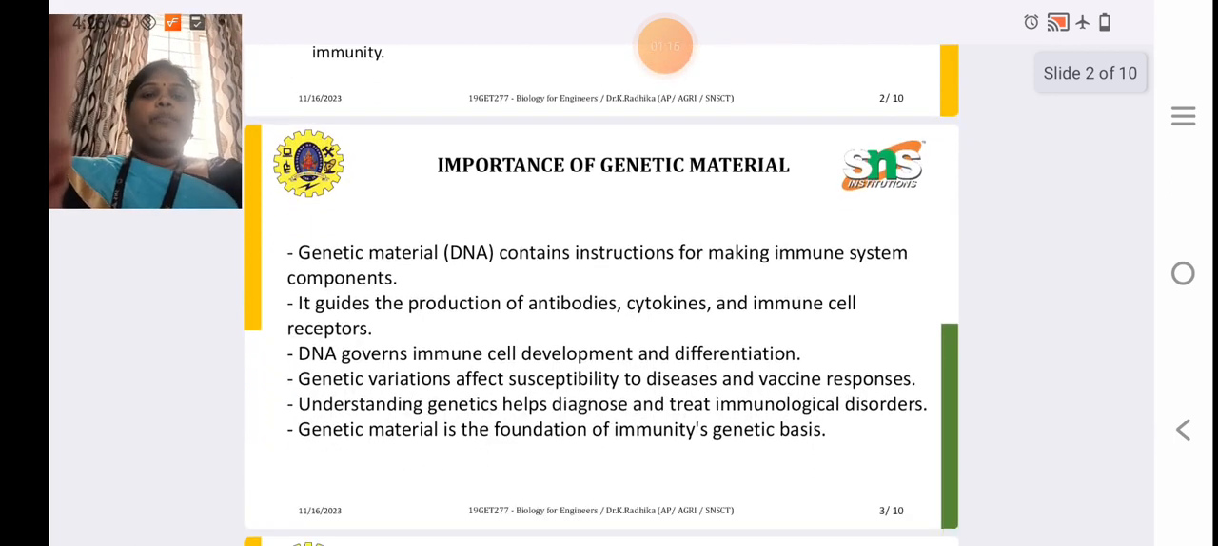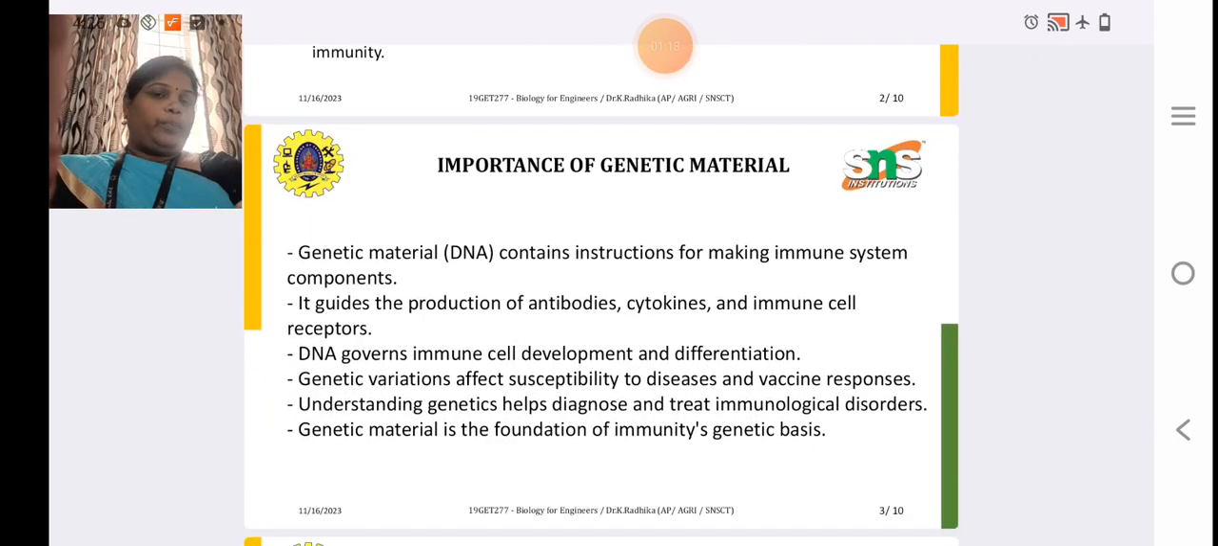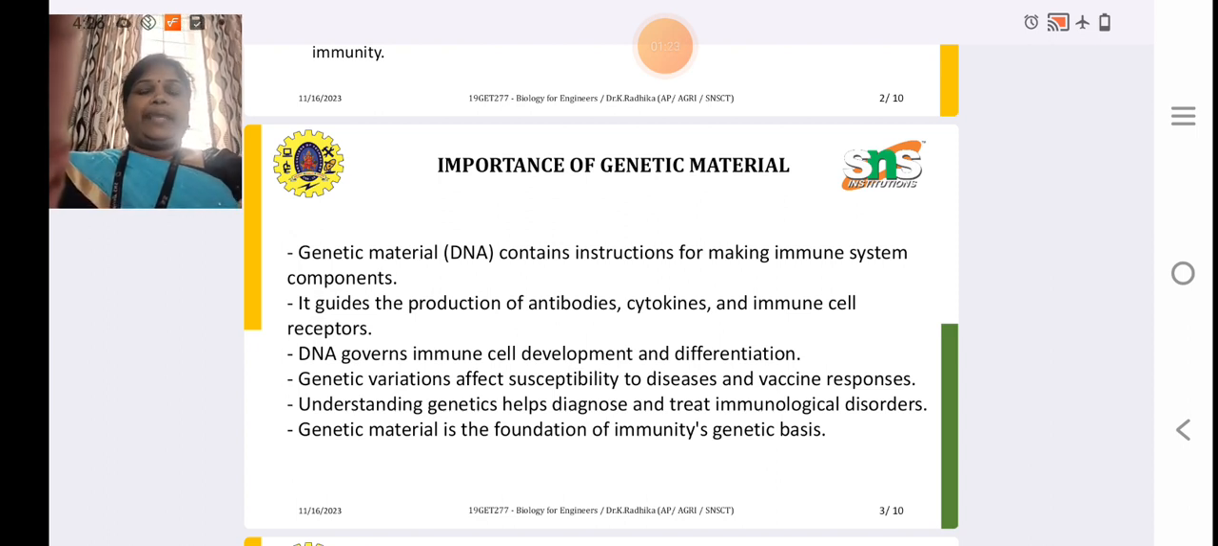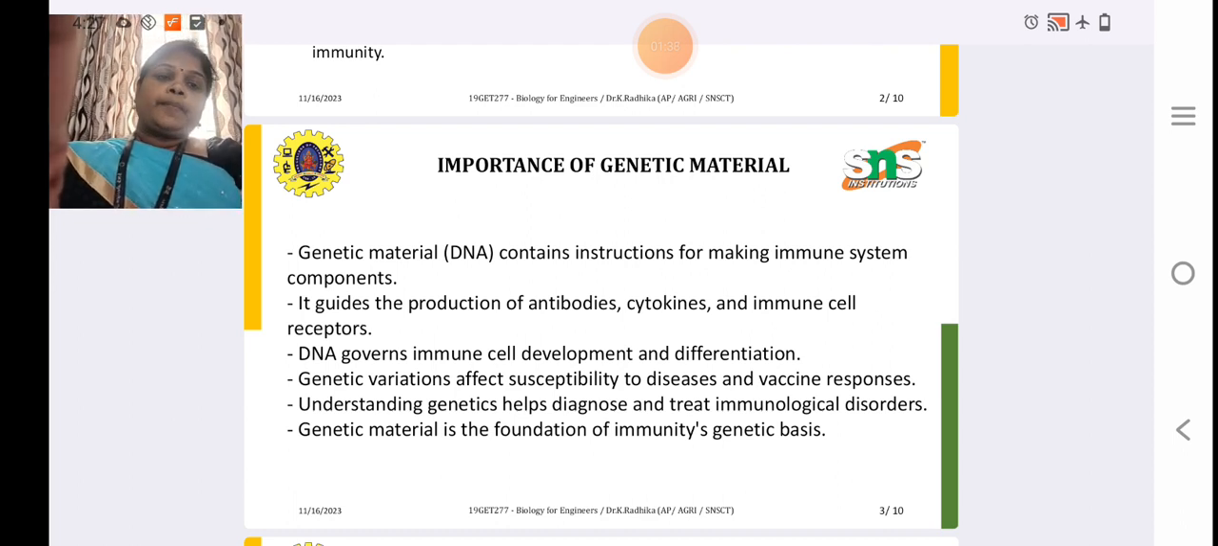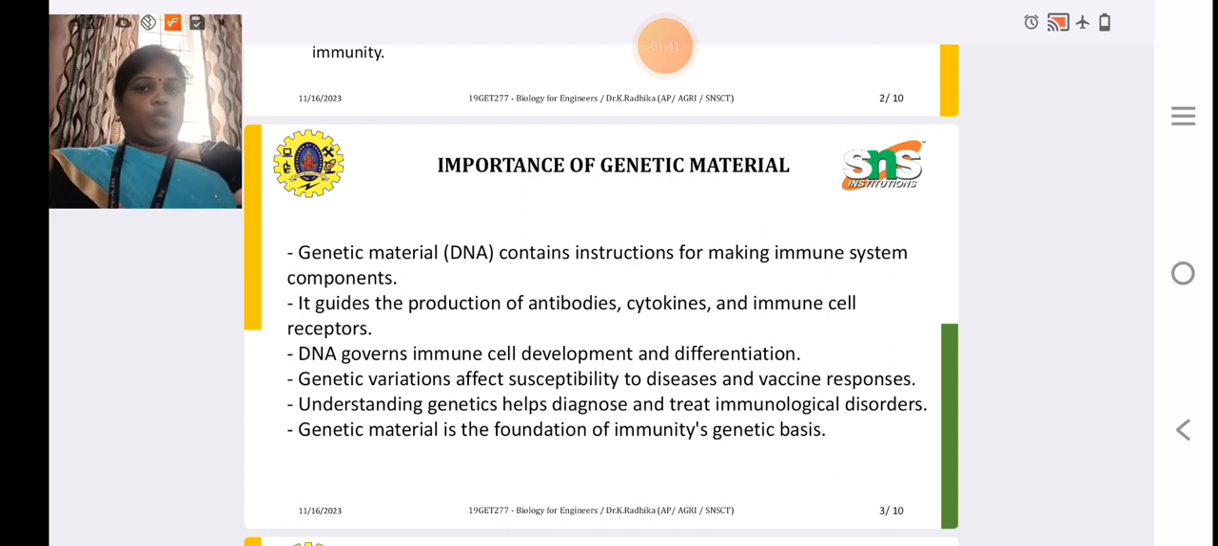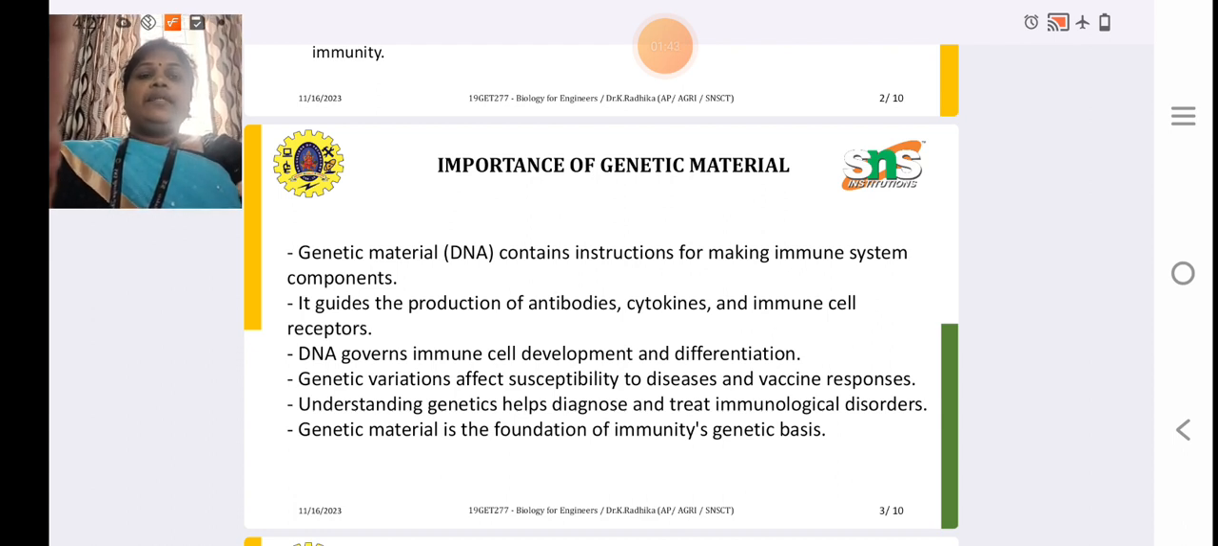So, let's see the importance of genetic material. Genetic material, for example DNA, contains instructions for making immune system components. It guides the production of antibodies, cytokines, and immune cell receptors. DNA governs immune cell development and differentiation. Genetic variations affect susceptibility to disease and vaccine responses. Understanding genetics helps diagnose and treat immunological disorders. This genetic material is the foundation of the genetic basis of immunity.